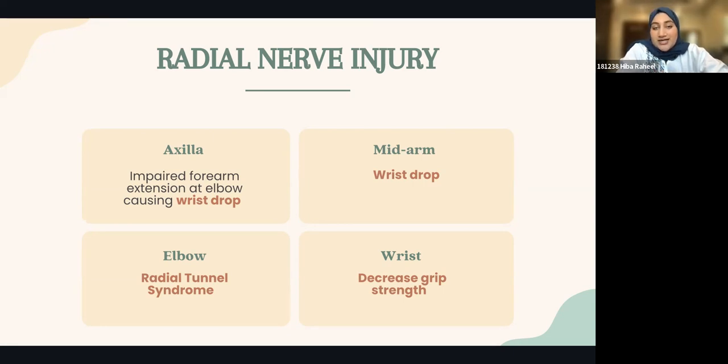It's going to be impaired, and as a result, it's going to cause wrist drop. So again, let's take a few steps back, okay? Wrist drop occurs when the radial nerve is damaged in the axilla. Radial tunnel syndrome occurs when the radial nerve is damaged within the elbow. So again, if the radial nerve is damaged in the mid-arm or the axilla, you will have wrist drop, okay? So kind of think of it this way: high above, wrist drop; a little below, radial tunnel syndrome, okay?